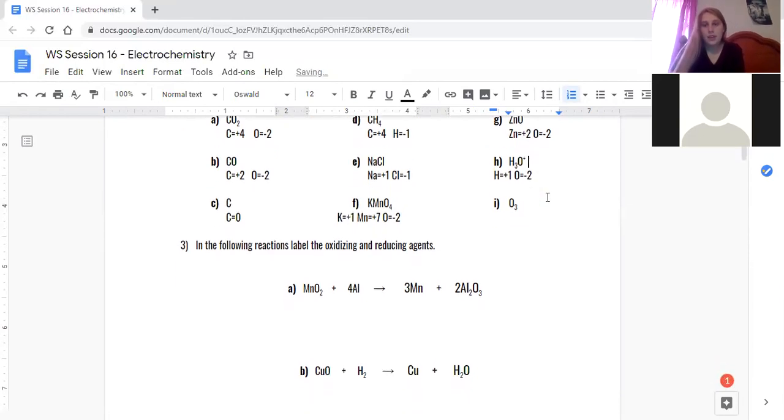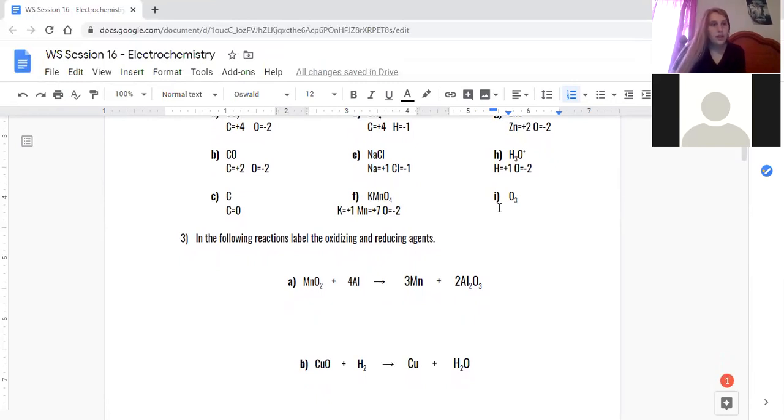So, what do you think the charge is for this oxygen here, or the oxidation state?